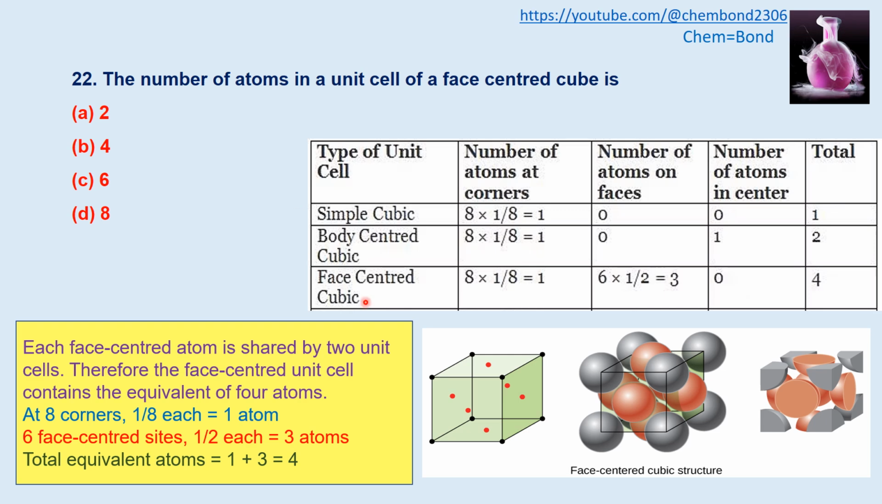This is the simple information table. In case of face center cube, 8 corners are present and each will have 1 by 8 atom. So we will get 1 atom. 6 faces are present and each face is shared by 2 unit cells, which means it has 1 by 2 atom. So 6 multiplied by 1 by 2 will produce 3, and there is no atom present in the center, that is 0. So 3 plus 1 will produce 4. So 4 is the correct answer.